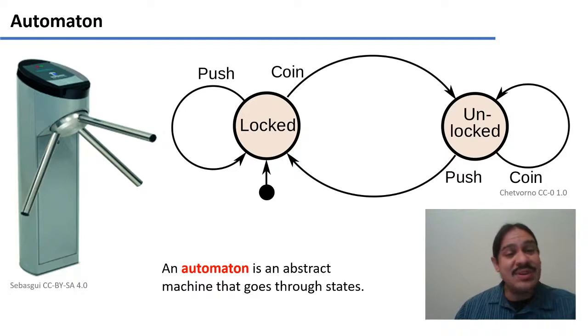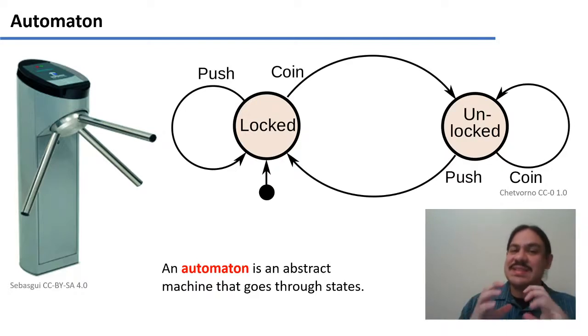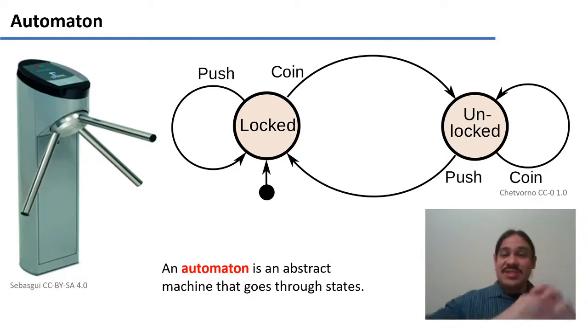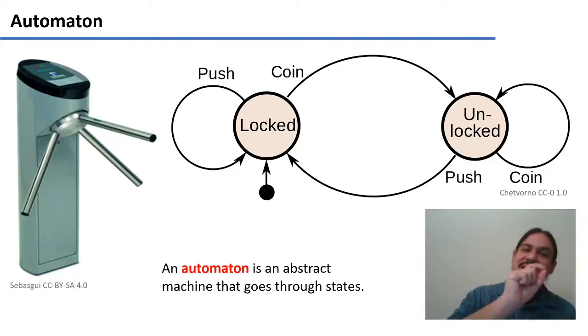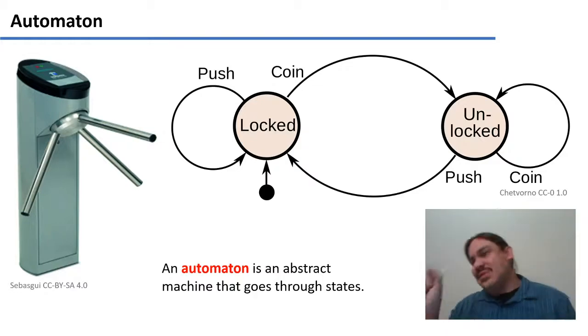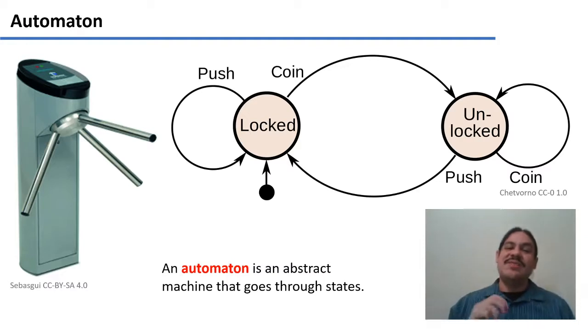Again, an automaton is an abstraction. It has different states. So this has two states, locked and unlocked. It has inputs, put a coin or push. And it has transitions. So if you're locked and you provide the input coin, you go into unlocked. If you are unlocked and you provide the input coin, you remain in unlocked. So again, an automaton has transitions, inputs, and states.